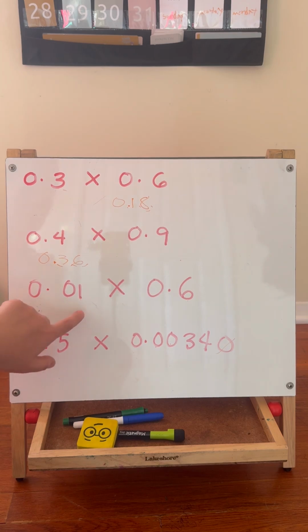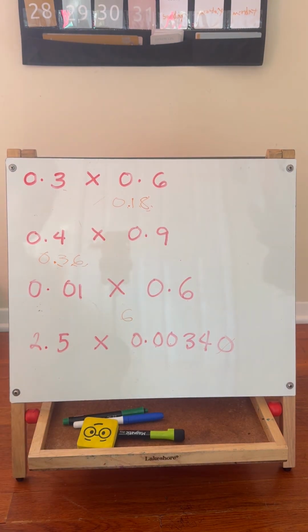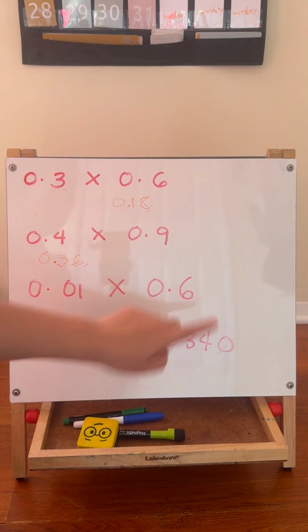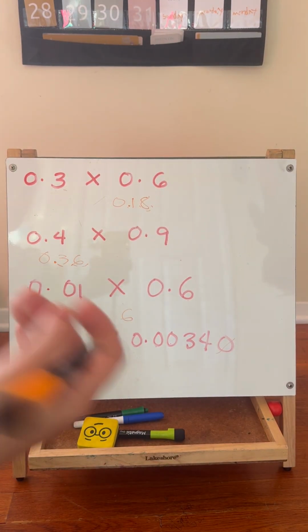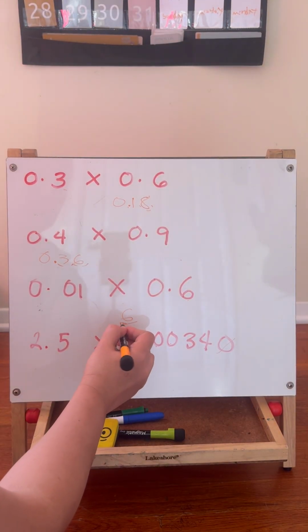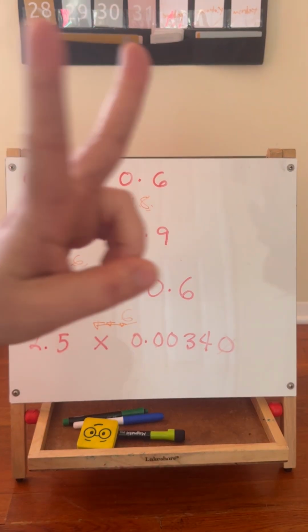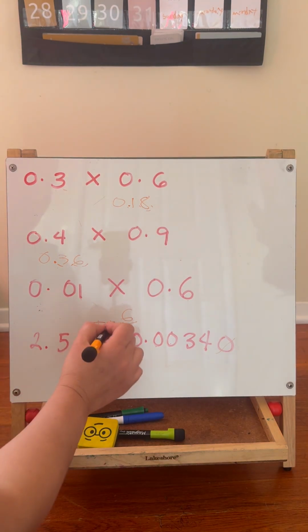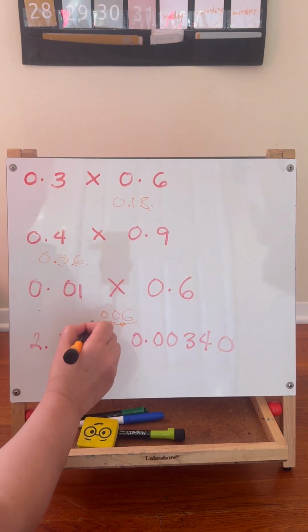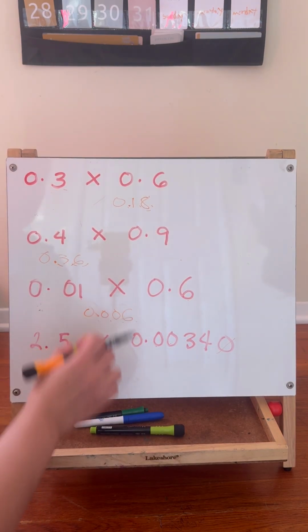Okay, the third one. Multiply the whole numbers. 1 times 6 is 6, and count how many decimal digits for both decimals that you multiplied. So these are the digits to the right. 1, 2, 3. So there are 3 places, so we have to move 3 places to the left. 1, 2, 3. Since we already have 1 digit here, 6, we need to add 2 more digits to make it 3. So we add 2 zeros, 1, 2, and then attach the decimal point and 0. So our answer is 6 thousandths.